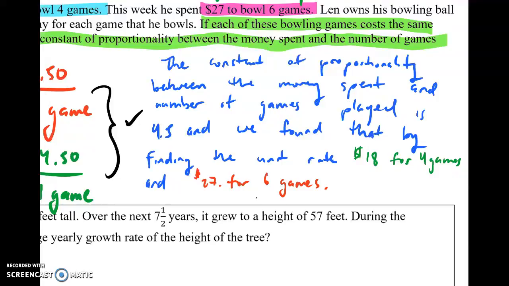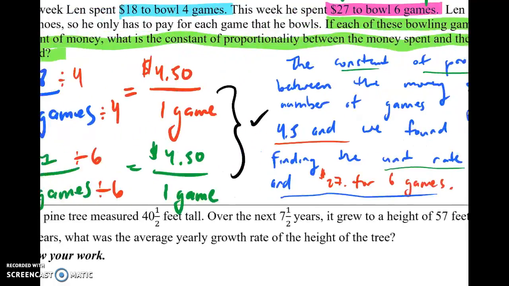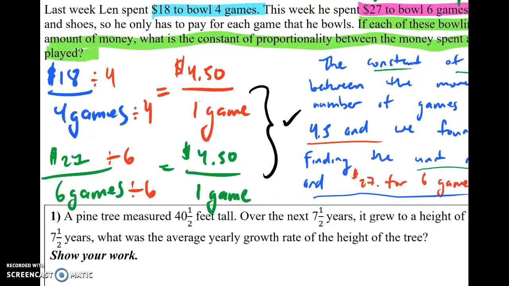So I used vocabulary words, constant of proportionality and unit rate, here. I did answer the question. I said the constant of proportionality is 4.5, and I proved it by stating what we did. And the work is here for extra proof. And that's it.